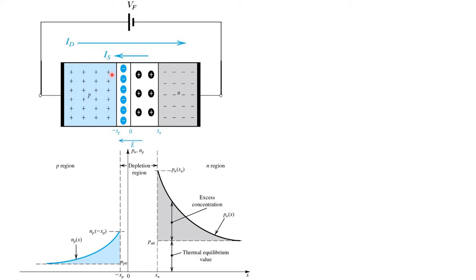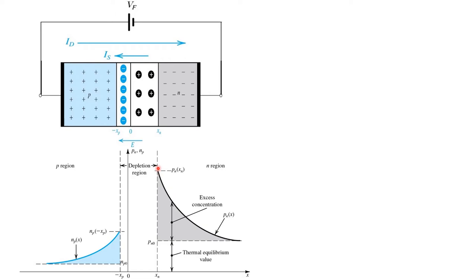Now, in this particular p-n junction that's pictured, the P region is more heavily doped than the N region. So the number of holes and concentration of minority holes that arrive by diffusion in the N type region is much larger than the number of electrons that arrive as minority carriers in the P type region.